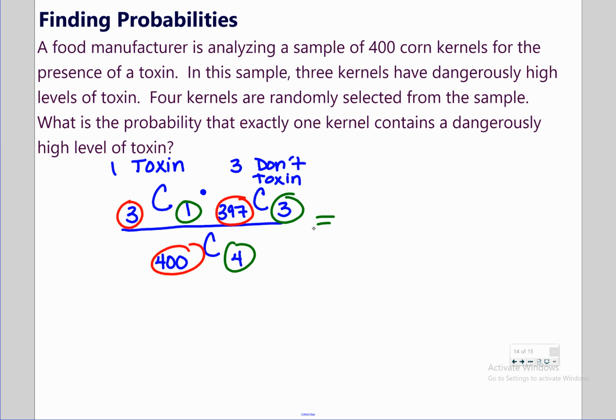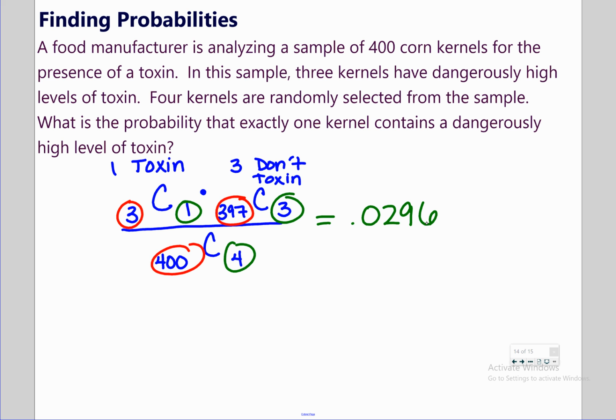So let's see, 397 choose 3 times 3 choose 1 over 400 choose 4. And I get 0.0296 if I give it 4 decimal places. Good? Make sense? Okay.